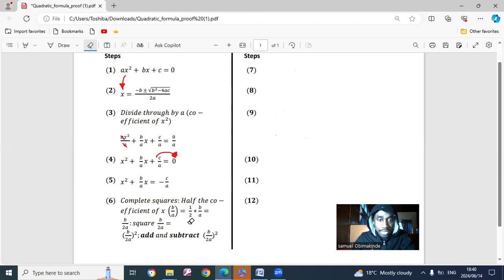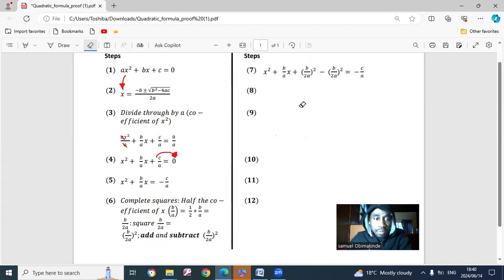So to complete squares, you need to have the coefficient of x. In this case, the coefficient of x is b over a. So if you find half of b over a, that gives you b over 2a. Subsequently, you square b over 2a, and that will be equal to b over 2a all squared. Next, you add, and at the same time, you subtract b over 2a all squared to equation 5. So that brings us to step 7.